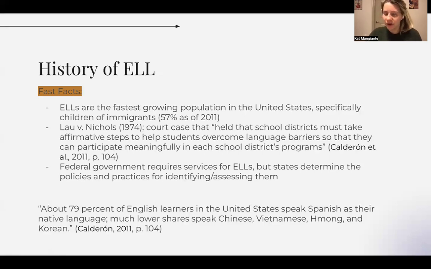And then finally, one last point on this, about 79% of English language learners in the United States speak Spanish as their native language, and much lower shares speak Chinese, Vietnamese, Hmong, and Korean. One of the assumptions that teachers tend to have when talking about ELLs is that we are specifically talking about Spanish speakers, and that's not necessarily the case. In my experience, I have had many different languages in my classroom. In my first year, I had a student who came here from Tokyo and only spoke Japanese. So ELLs aren't always Spanish speakers, and I think it's important for us to remember that.